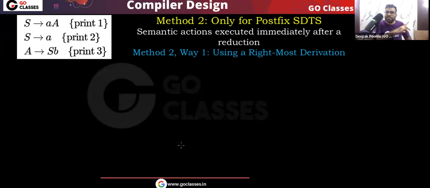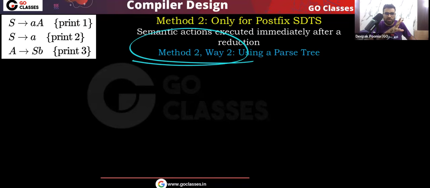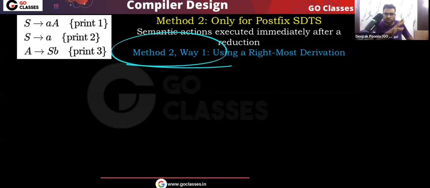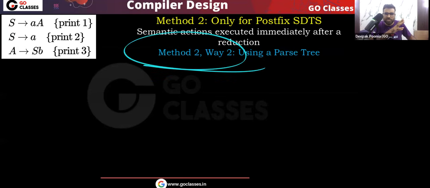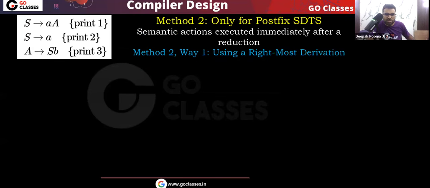In the previous lecture also, we have done 2 or 3 GATE PYQs where we have seen method 2 way 1 and also method 2 way 2. So for this question also, just for the sake of complete analysis, let's solve using method 2 way 1 and also method 2 way 2, meaning using the parse tree as well as using rightmost derivation, just for understanding the concept.